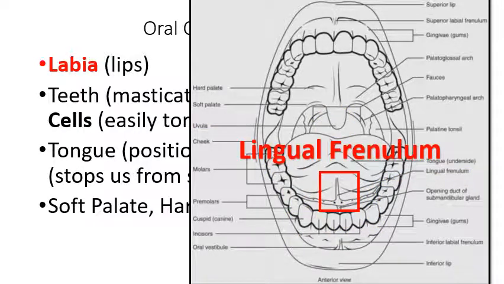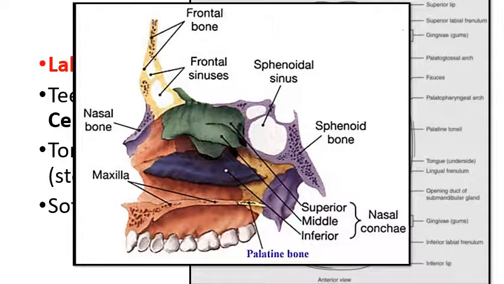Okay, there's our friend, the lingual frenulum. All right, just looking at a sagittal section through the skull. Right, so the palatine bone is located here, which forms part of the hard palate, and then most of the hard palate is formed by the maxilla.